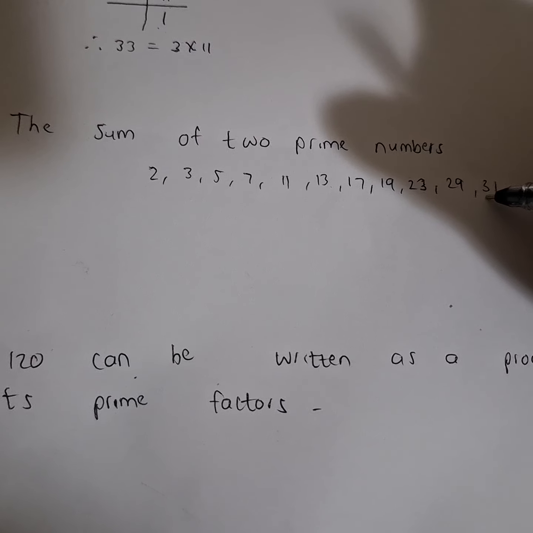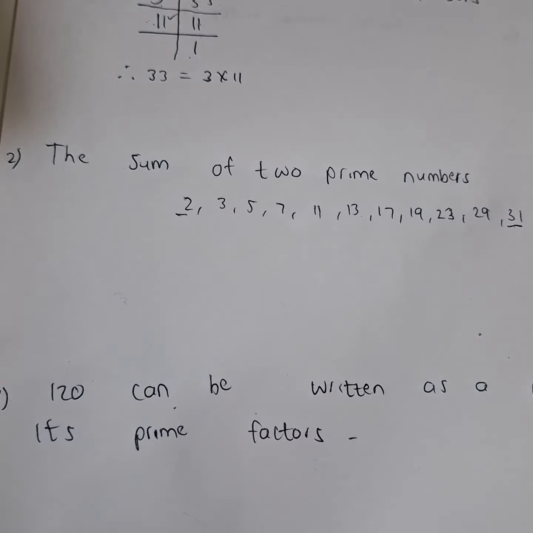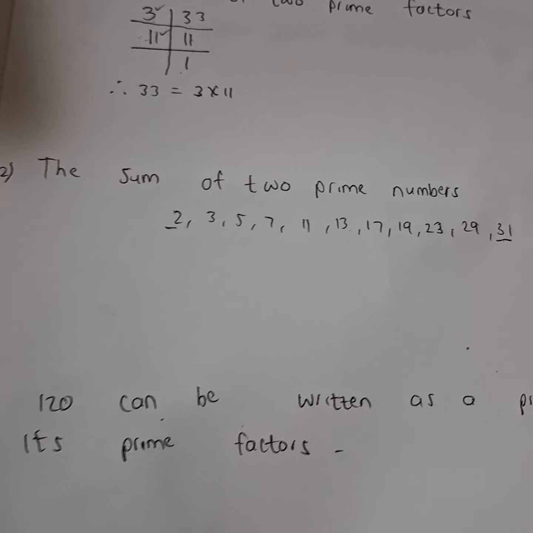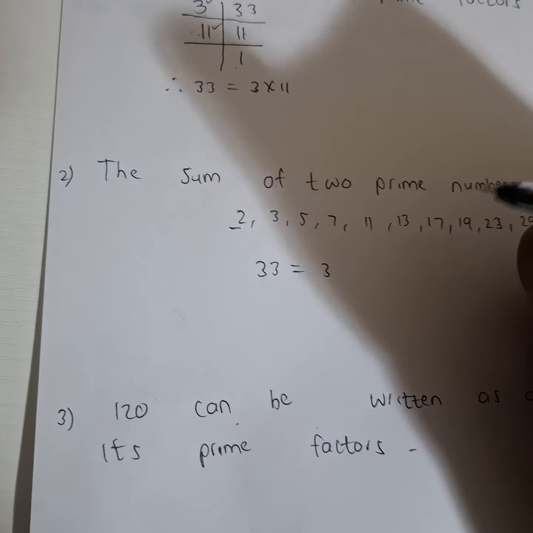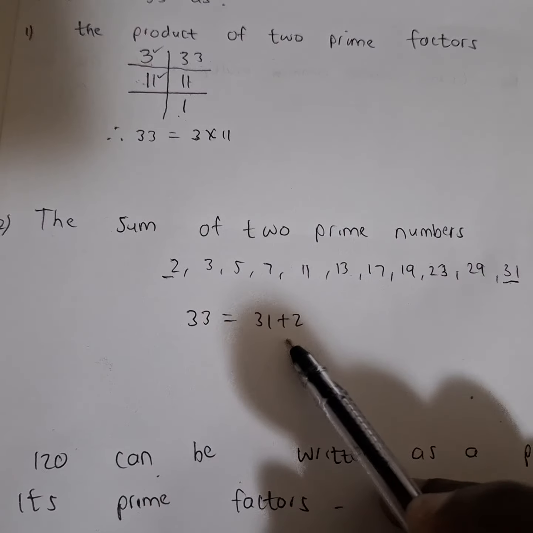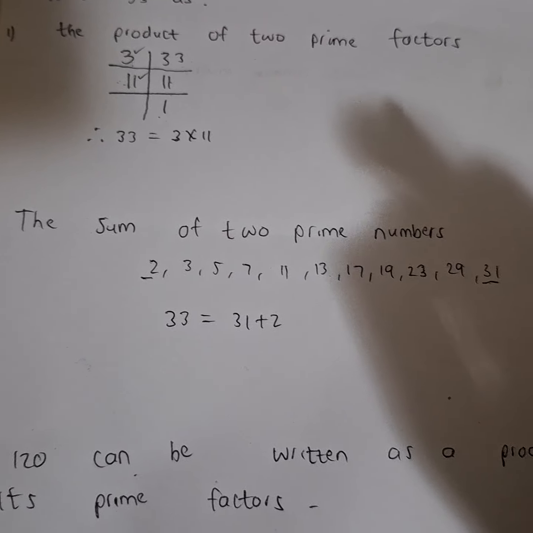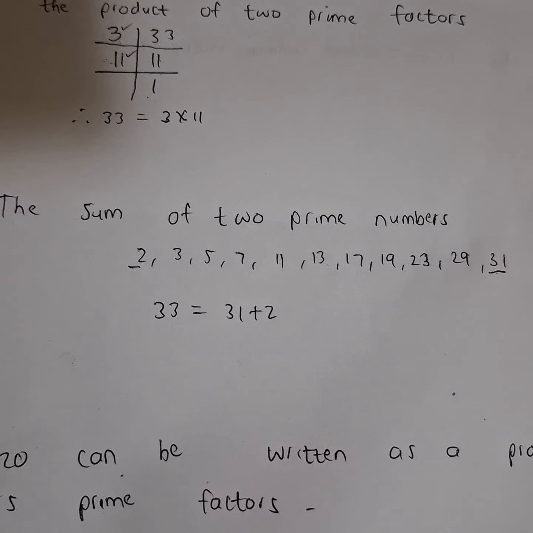So I'm sure you guys can see that 31 plus 2 will give us 33. Okay, so that is basically the combination. So 33 is equal to 31 plus 2. That is the sum of the two prime numbers. So here we had to list the prime numbers, or at least as per what we ought to be knowing as grade 8 and 9 learners.